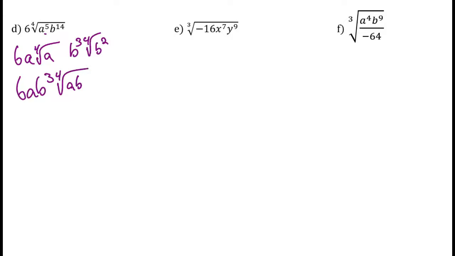D, 6 times the fourth root of a to the fifth b to the 14th. Well, I have 6. How many groups of 4 can I take out from a to the fifth? I can take out 1 group of 4, and I'm left with the fourth root of a. How many groups of 4 can I take out from b to the 14th? I can take out 3 of them, because that takes care of b to the 12th. I have the fourth root of b squared. So my final answer is 6ab cubed, the fourth root of ab squared.